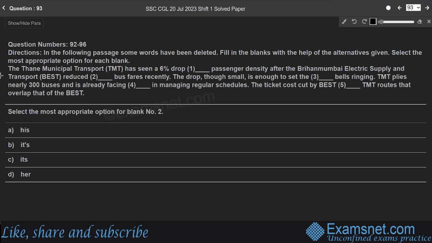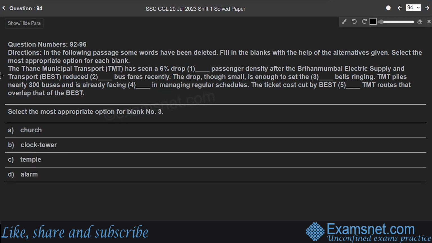Moving further, question 93. After the BEST, Brihan Mumbai Electric Supply and Transport, reduced its bus fares recently, right? So it's not option B, it's option C. Its bus fares recently, because BEST is a body, a government body, right? So its bus fares recently. Option C is the right answer, right?